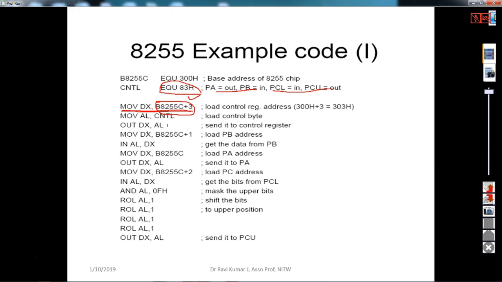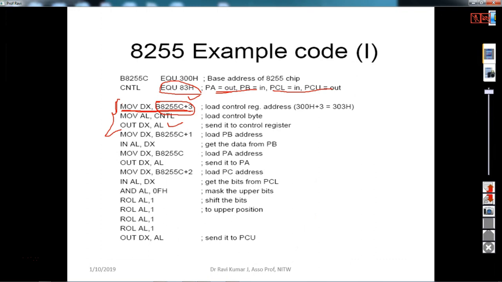Then out AL comma DX means these three, this piece of program will configure your 8255 into port A output and port B input. And next step is reading from port B.